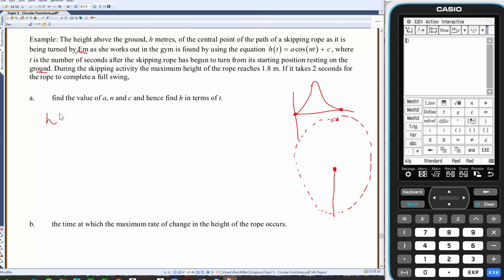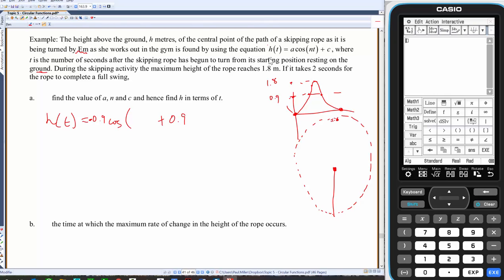All right, so we've got h of t equals, well, it tops out at 1.8, so we're presuming that the mean line is going to be 0.9. Okay, so that's the first thing to note, we're going to shift this thing up to 0.9. Its amplitude is also going to be 0.9 because it goes from 0.9 to 1.8 and 0.9 down to ground level 0. Now it's a cosine function that's been inverted, so that's going to be a negative value.